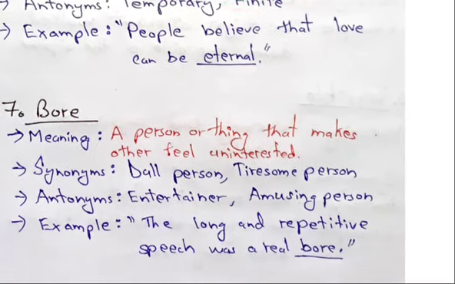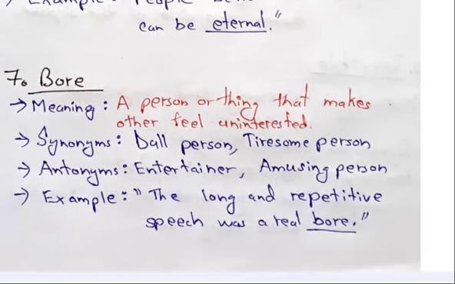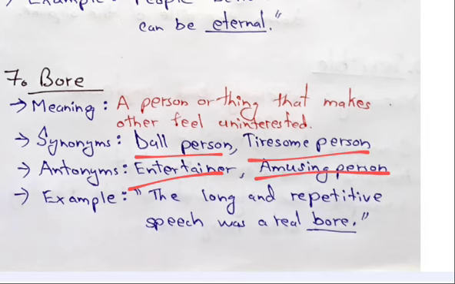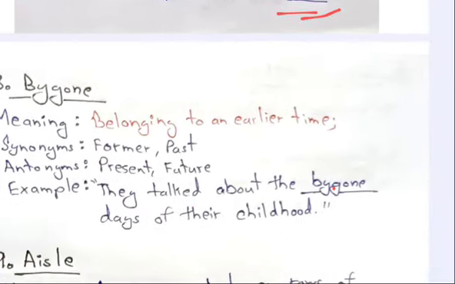The next one is bore, a person or thing that makes other people feel uninterested or tired. उबाऊ व्यक्ति. Synonym इसका है dull person and tiresome person. Antonym है entertainer, amusing person or interesting person. We can use as the long and repetitive speech was a real bore, or the student feel the class was so bored.